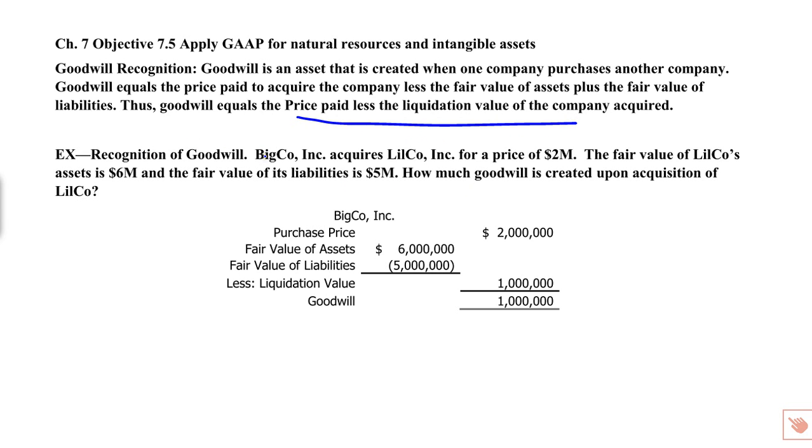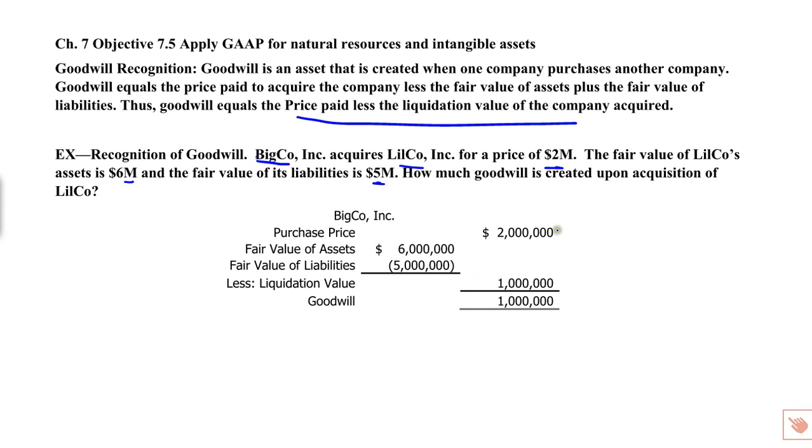So what is the liquidation value? It's if the company sold all its assets and paid off all its liabilities, what would the company have? That's its liquidation value. So Big Co acquires Little Co for $2 million. The fair value of Little Co's assets is $6 million. Fair value of its liabilities are $5 million. How much goodwill is created upon acquisition?